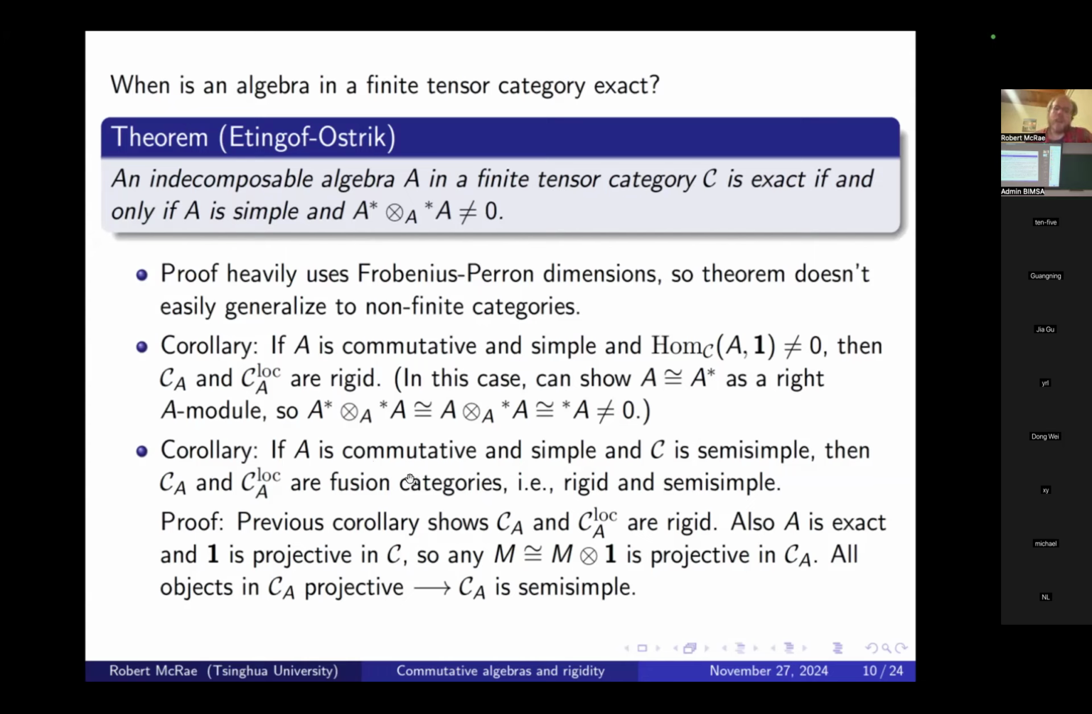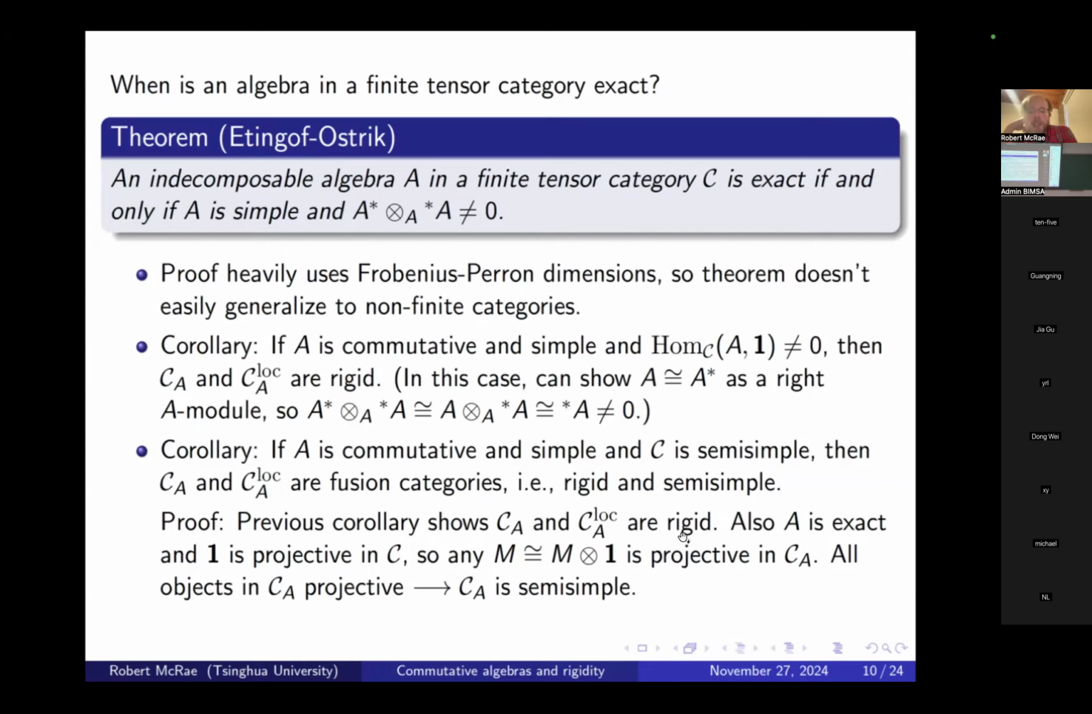Another very nice corollary of this is that if A is commutative and simple and you assume that C is semi-simple, so we're assuming now that C is a fusion category, then CA and CA loc are also going to be fusion categories. Of course, in a semi-simple category you have a unit isomorphism from 1 to A, so semi-simplicity tells you you have a non-zero morphism going back from A to 1. So that means you get the rigidity of these categories and the exactness.